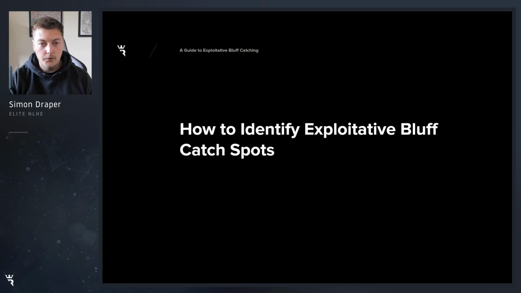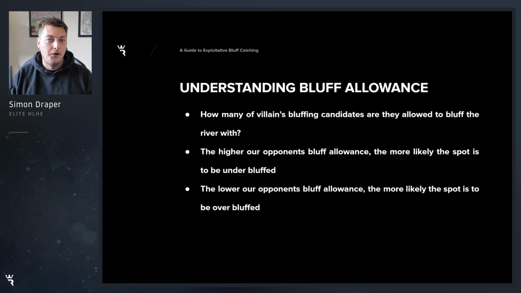One key thing I like to do when trying to figure out if someone is going to overbluff or underbluff the river is to understand the concept of bluff allowance. Now, this is honestly exactly what it says on the tin. How many of villain's bluffing candidates are they allowed to bluff the river with? Are they allowed to bluff really often and bluff almost every bluff? Or are they allowed to bluff very minimally and have to give up hands that always lose at showdown?